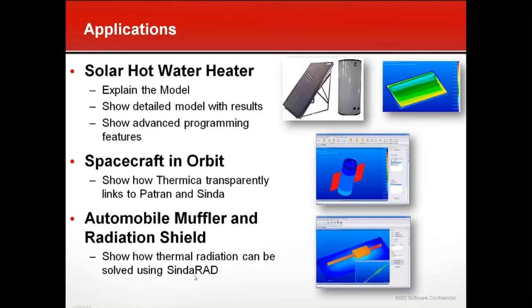And then the last one will show an automotive application where you could have a radiation shield below an exhaust pipe, and you can have some hot gases flowing down through there and convection from the hot gases convecting to the pipe into the muffler.